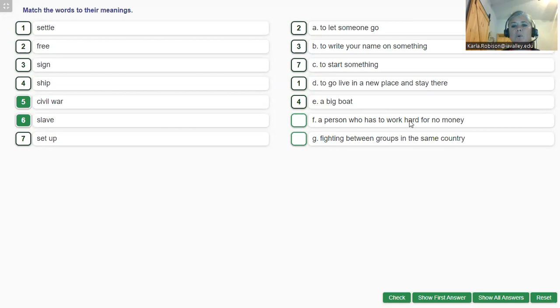A person who has to work hard for no money. So they're working for free, basically, and they were not treated very well. In some plantations, they were treated well. So that would be a slave. So somebody who is a slave is a person who is working for free.